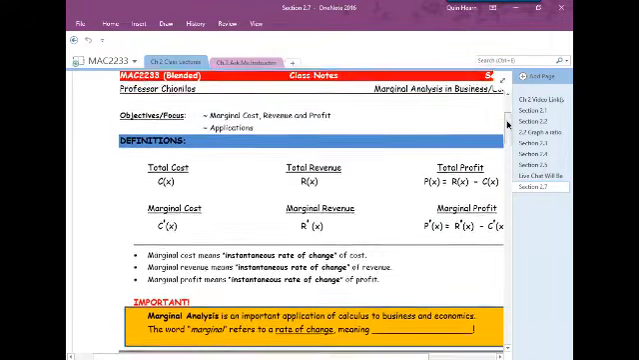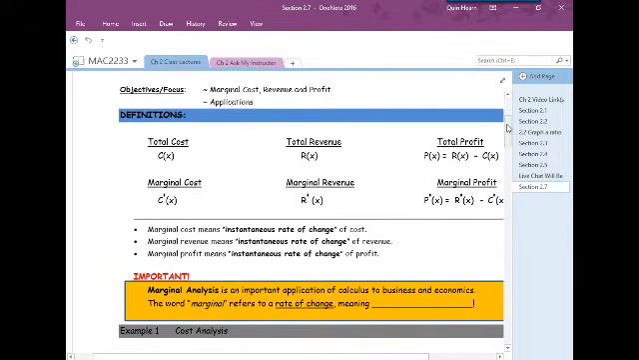All right, so here's some definitions right at the beginning here. We're going to be looking at some application problems, and remember, we're interested in instantaneous rates of change. So the amount that a particular value is changing with respect to time or with respect to something else.